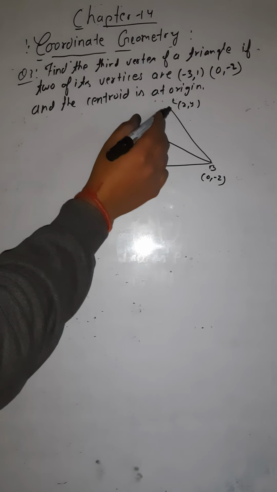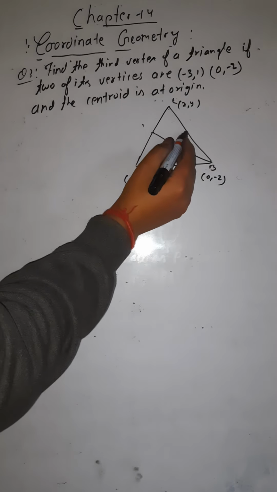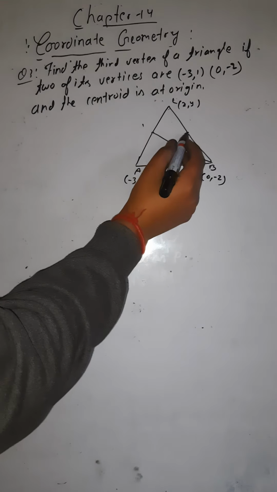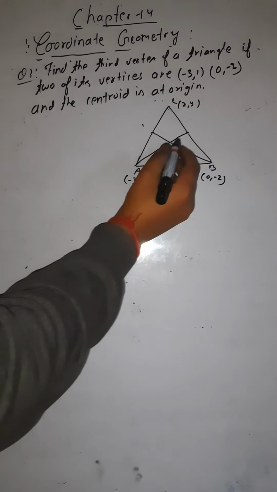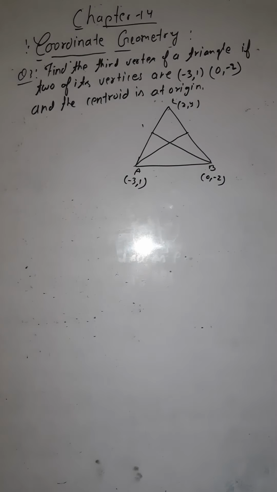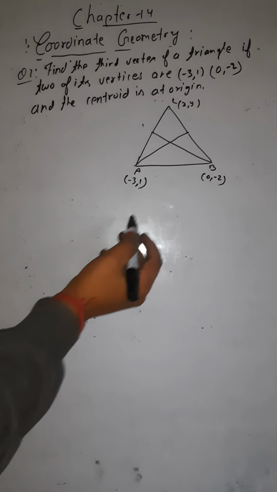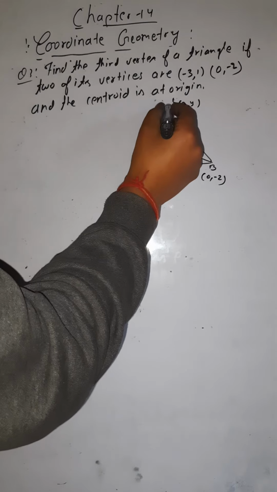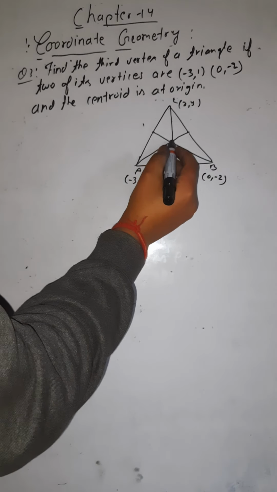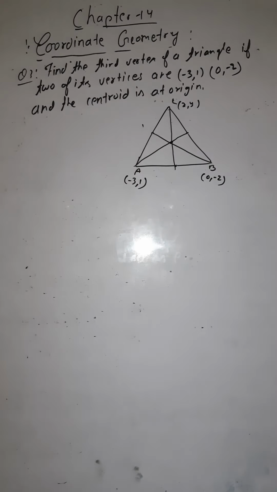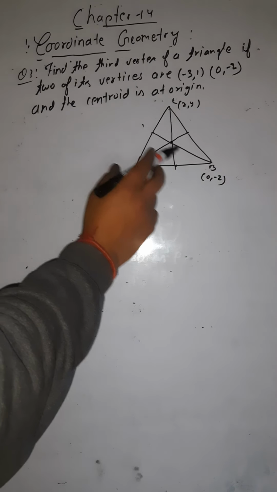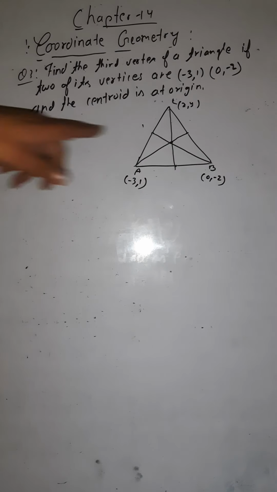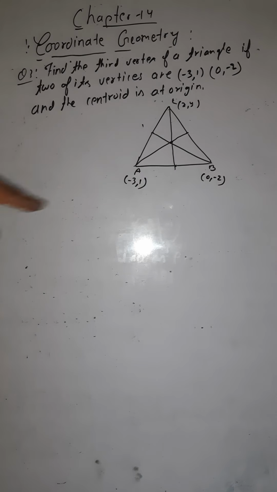Similarly, the midpoint of this other side, let's say it is here, and I draw a line from the opposite vertex to this midpoint. This is the second median. And the third median: let's say the midpoint of this side is here, and I draw the line from the opposite vertex to it. Three medians are there: one, two and three. These three medians intersect at this one point, and this point is called the centroid.